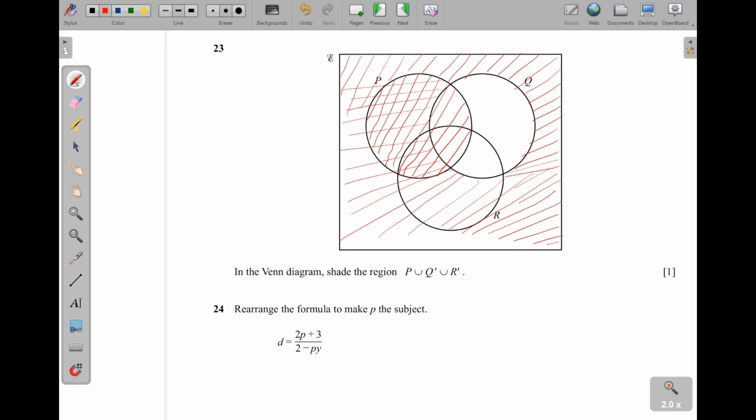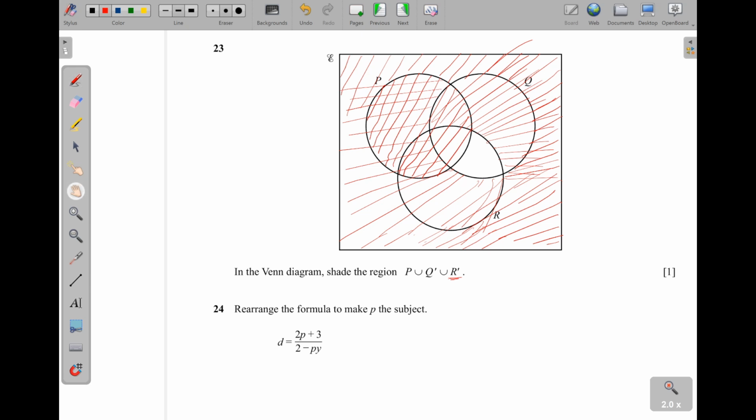You see that? Then another one is outside of R, R complement, outside of R. So we have this, the whole of it, and everything outside of R. Then there is this one which I've already shaded. So that means this is the only part which remains unshaded.